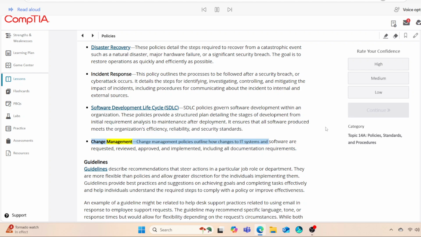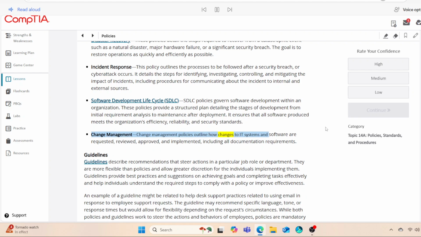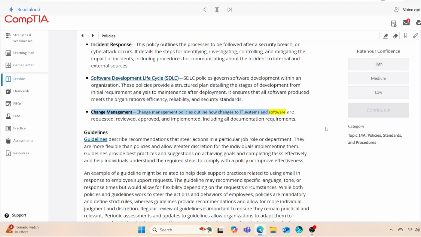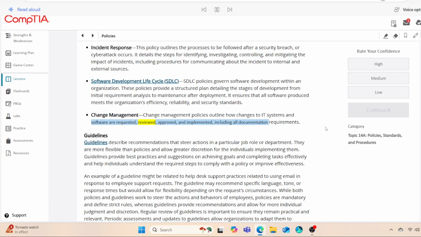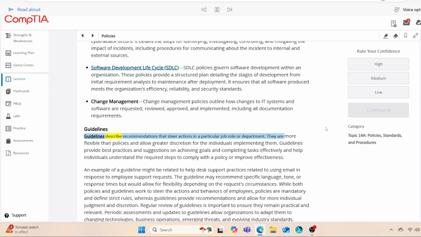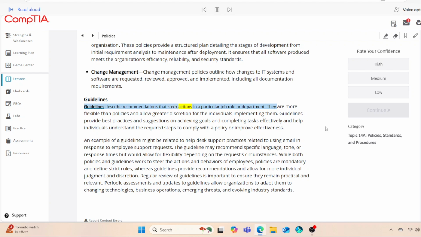Change management. Change management policies outline how changes to IT systems and software are requested, reviewed, approved, and implemented, including all documentation requirements. Guidelines. Guidelines describe recommendations that steer actions in a particular job role or department.